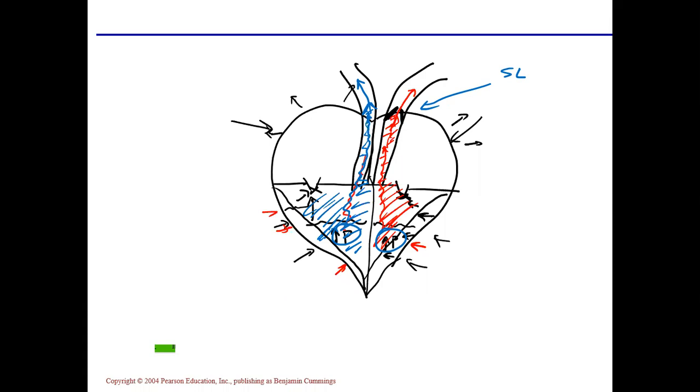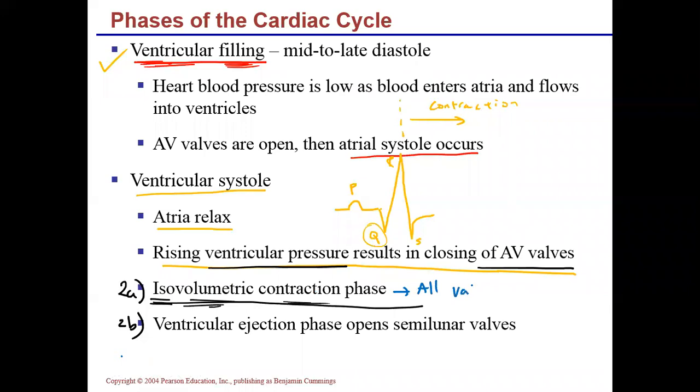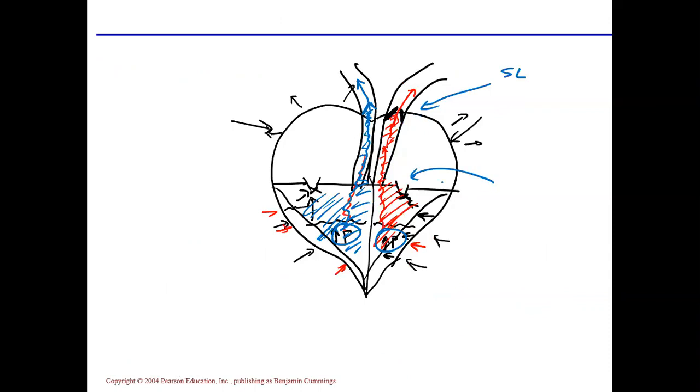During the 2A phase, the SL valves were closed. AV valves were closed as well. So we could go back and put in all valves closed, okay? Because the AV valves were already closed, and the blood came in all the way to the SL valve, but the amount of pressure was not high enough to open them yet. When you say ventricular ejection, that means what? That means AV valves are still closed, but the SL valves are open. There's enough pressure exerted to open these valves. But these valves are still closed. This was the AV. AV means atrioventricular, between the atrium and the ventricle. Okay? So this is known as ventricular ejection now.